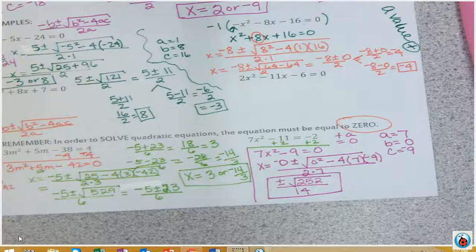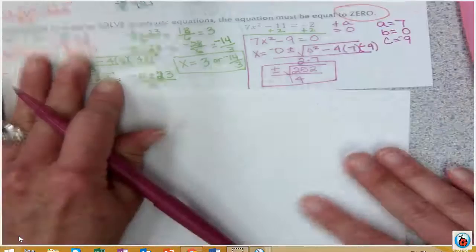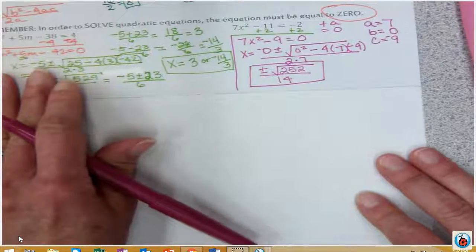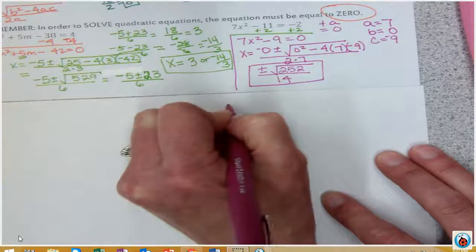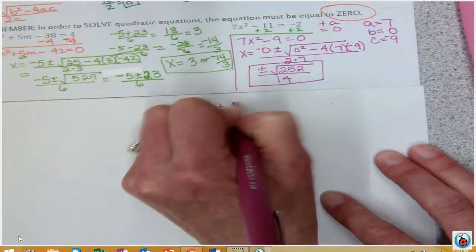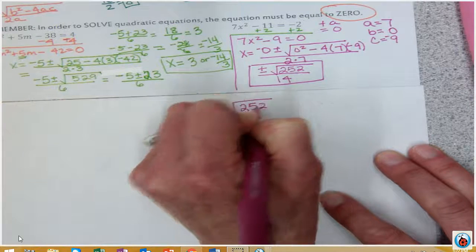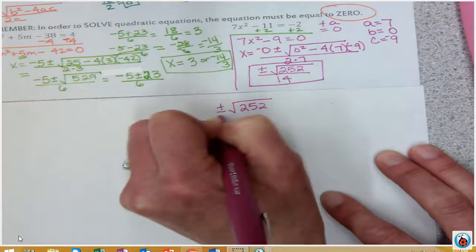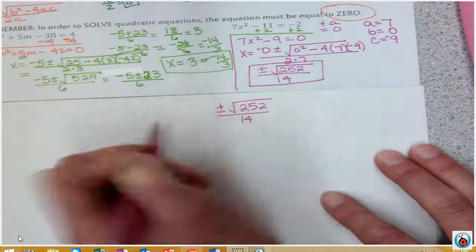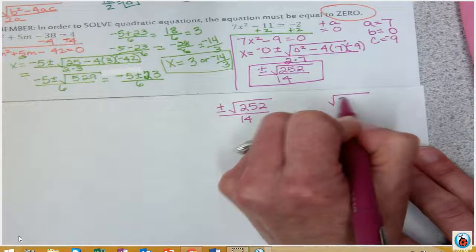And you probably on a multiple choice test will not be given this as an answer choice. So you're going to have to take that and simplify it. So you've got plus or minus the square root of 252 divided by 14. I'm going to take this square root of 252 and simplify it.